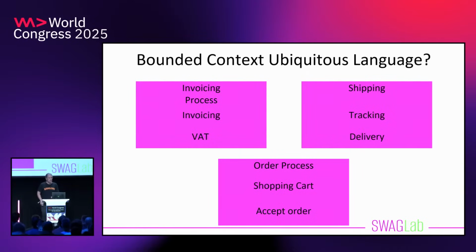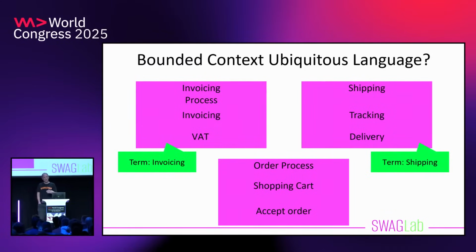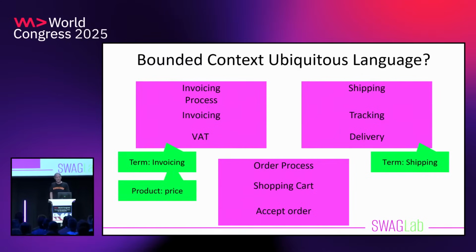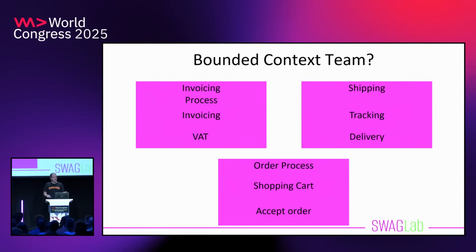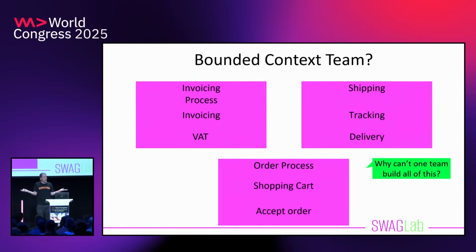With the ubiquitous language, well, in invoicing we have a term like invoicing that we probably don't have in shipping. We have terms like shipping there. So actually the language is different, but it becomes more interesting because here the term product, well, there is a price for a product, and here it's more the weight. So you could argue these are different products in a way, right? And then there is the team aspect. So this is supposed to be something where we have three teams, and I don't know why. Because, I mean, I could have one team implement everything of this if it's easy enough. So I'm not sure about that one.